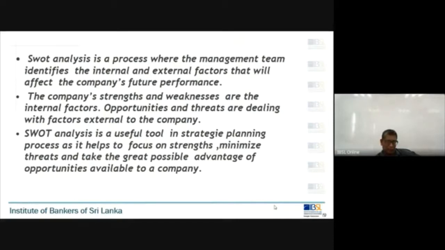So therefore, we categorically use SWOT analysis as a very important tool in the strategic planning process, where you can identify what the strengths are, how you can convert the weaknesses into strengths, how we can make use of strengths to reduce our weaknesses, and how we can turn threats into opportunities.